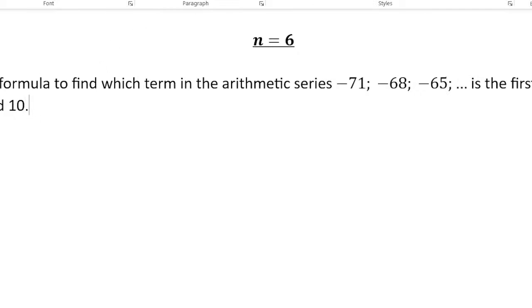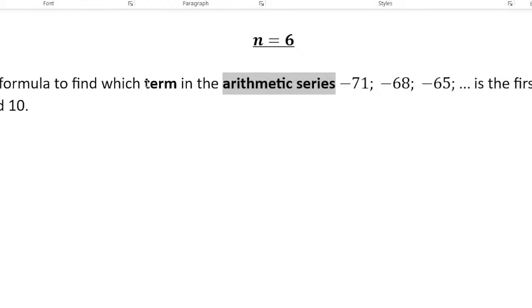Question 3 says, use a formula to find which term in the arithmetic sequence. You are given that this is an arithmetic sequence. In the arithmetic sequence, negative 71, negative 68, negative 65 is the first term to exceed 10. Remember, if you can see, these negatives are ascending in the positive direction. They are going in the positive direction.